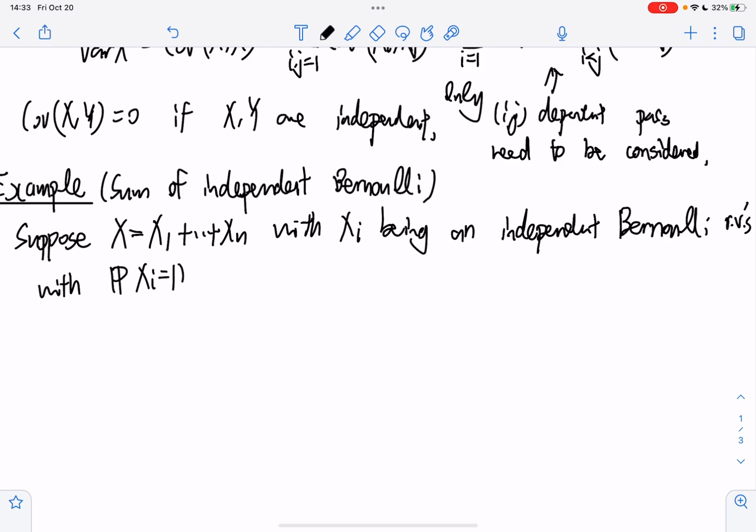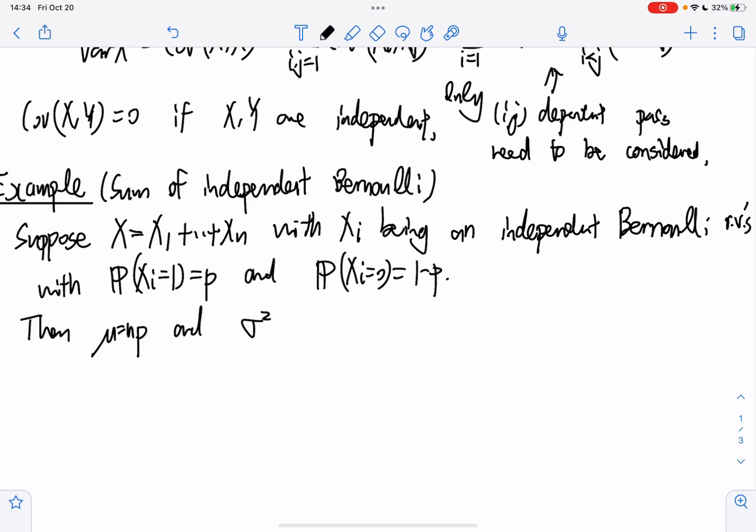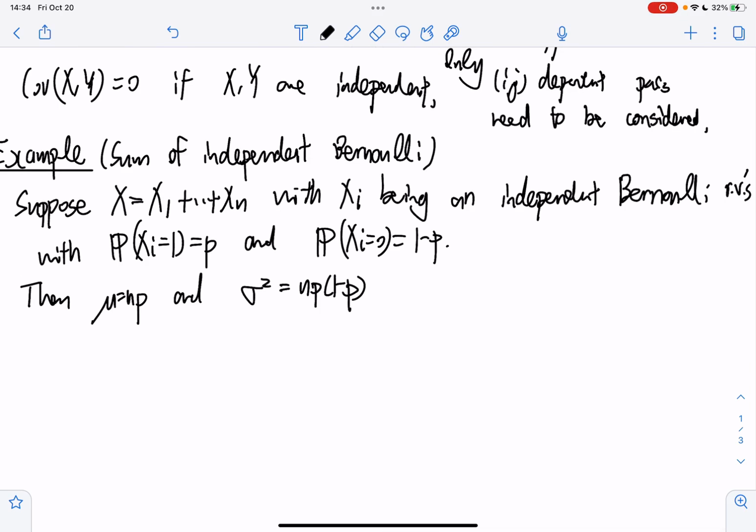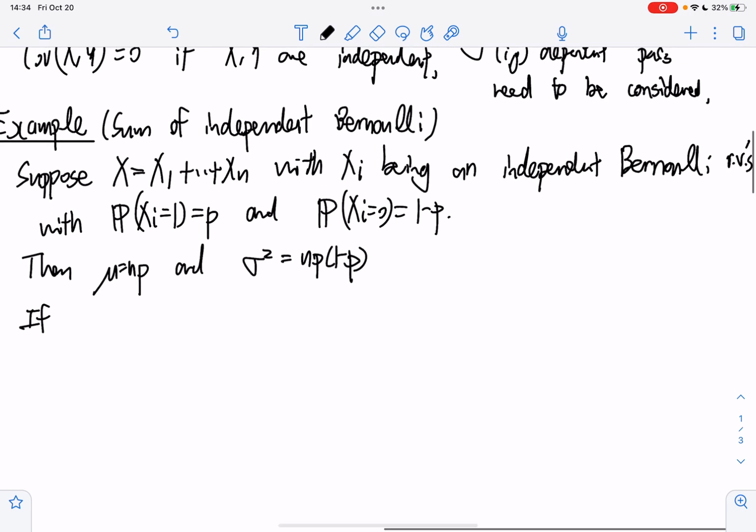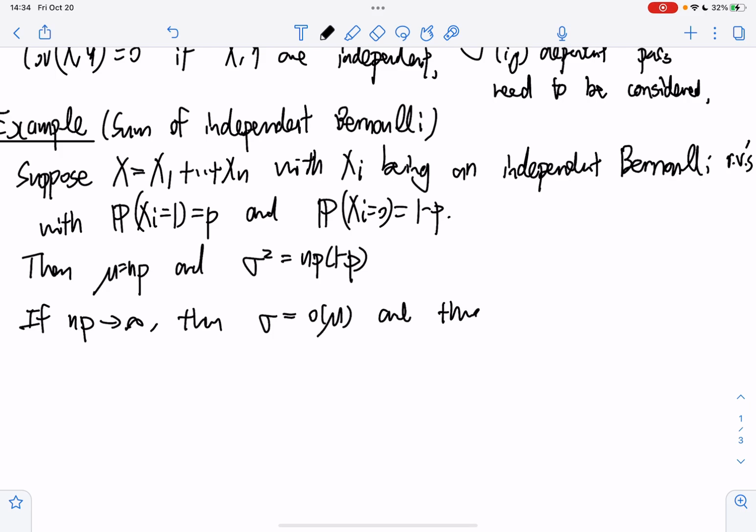With the probability of each xi being 1 is p, and being 0 with probability 1 minus p, then we'll have that mu is np, and the variance is np times 1 minus p, from any kind of undergraduate probability course. And if np tends to infinity, then its standard deviation will be little o of mu, and thus we'll have that x equals mu plus little o of mu with high probability.